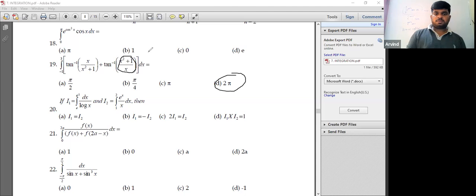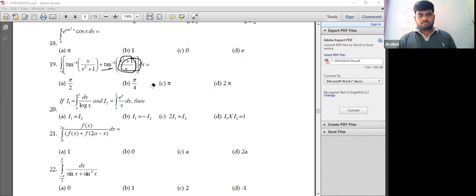So we just have to flip this. If we flip this, the tan inverse becomes cot inverse. So tan inverse plus cot inverse is pi by 2, and pi by 2 you can easily integrate. So I'll leave that to you. Next one.